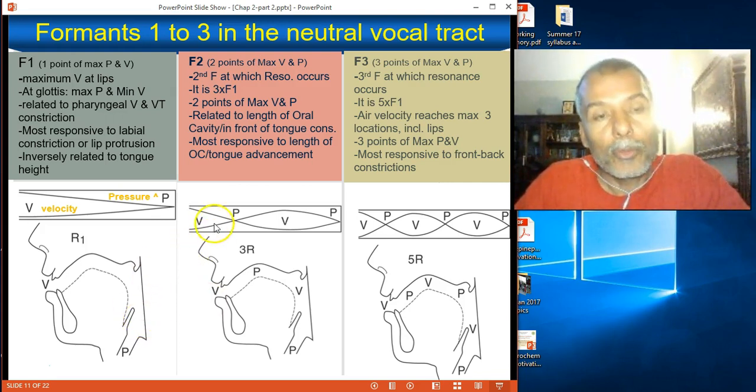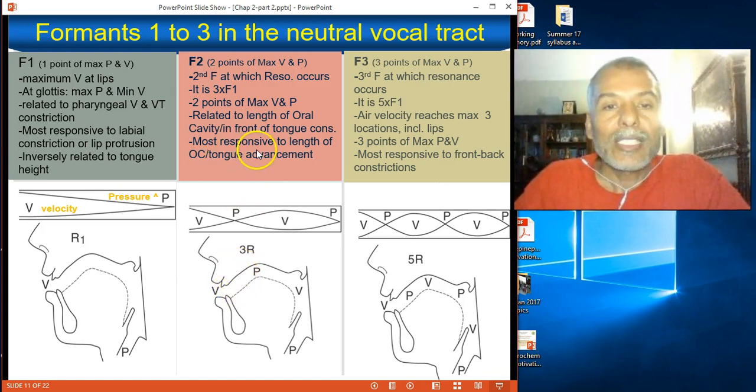So now F2, which is R3, has 2 points of pressure and 2 points of velocity, and it relates to the length of the oral cavities, especially in front of the tongue, if there's a constriction in front of the tongue. So in other words, it is across from the alveolar ridge, the space between the alveolar ridge and the tongue. This is where F2 is localized.